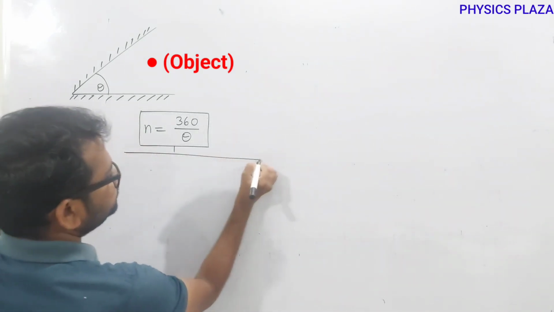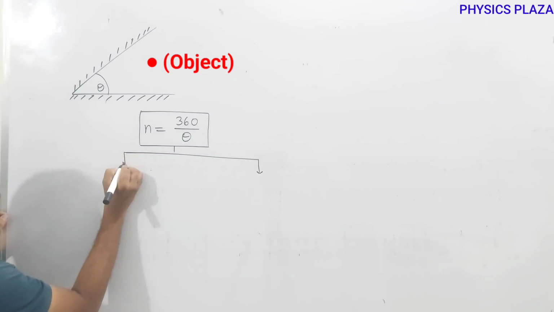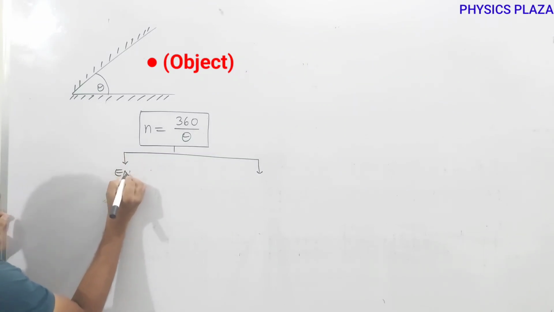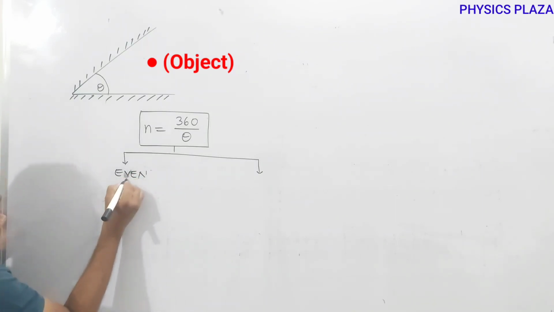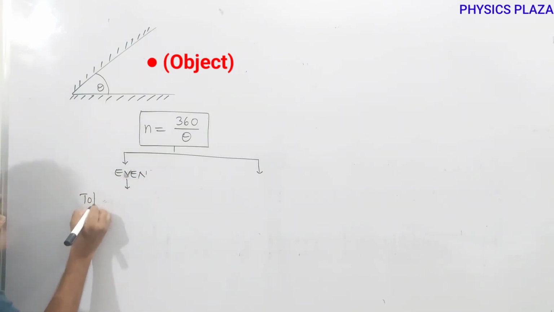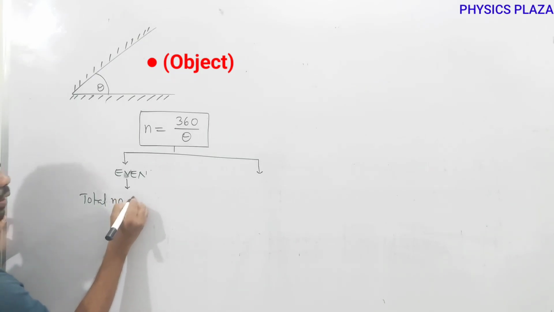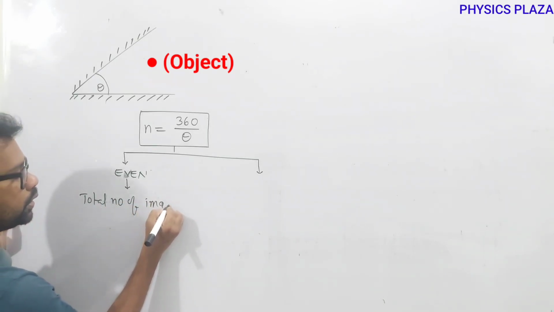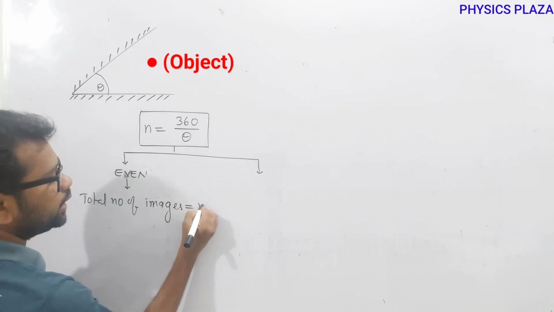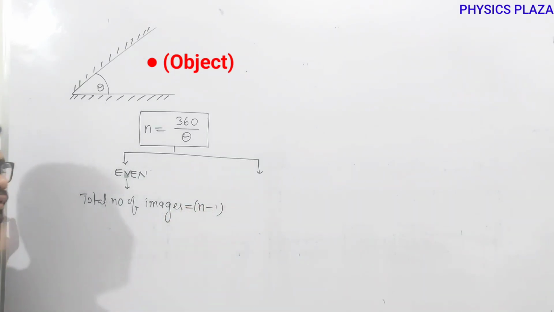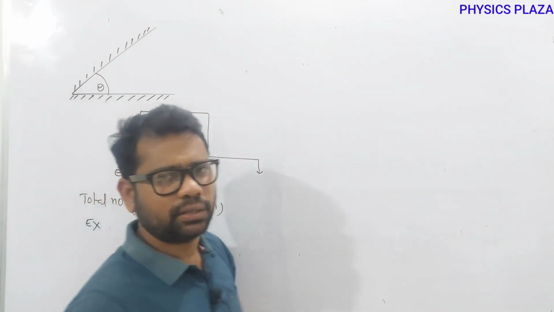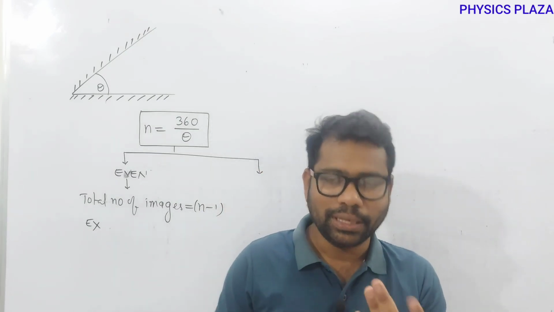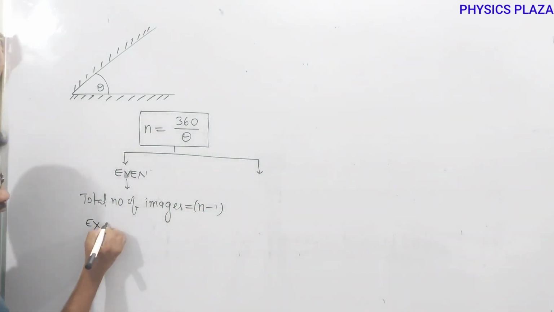What happens if n is an even number, children? If n comes out as an even number, then, very important, the total number of images can be n minus 1. This is very important. Whether the arrangement is symmetry or unsymmetry, you may wonder, sir, what is symmetry and unsymmetry? Let me show you, but before that, let me tell you one example.